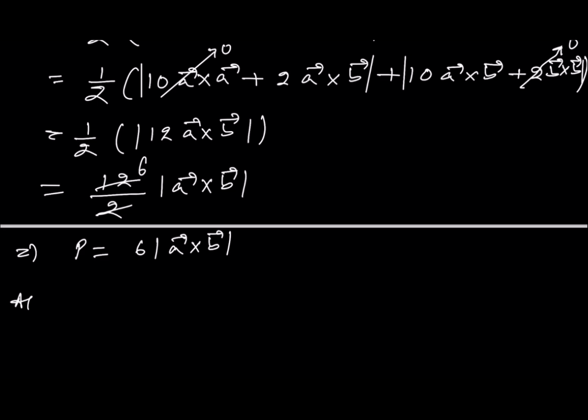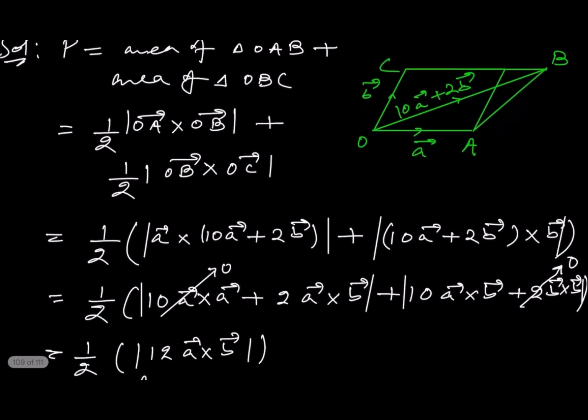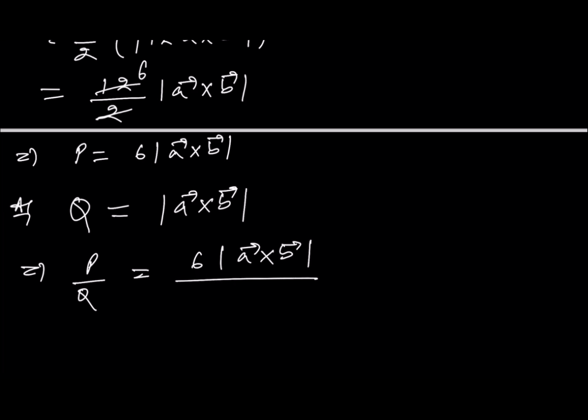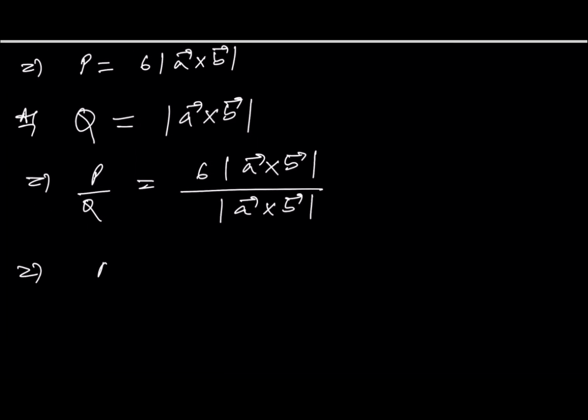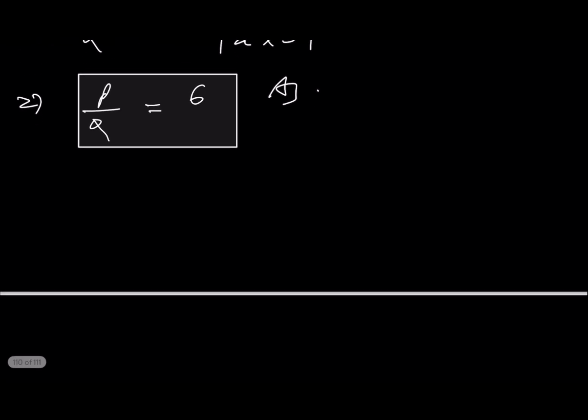And Q is the area of the parallelogram having adjacent sides A and B, or OA and OC. So this can be directly written as mod of A cross B. So P by Q is 6 mod of A cross B by mod of A cross B. So P by Q is nothing but 6. This is the final answer. Now let us move to the next question.